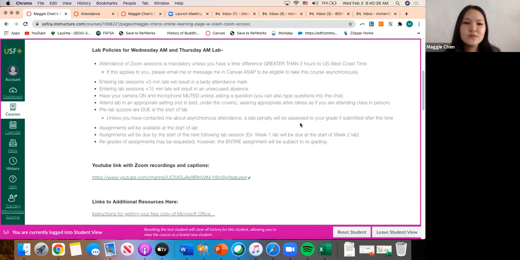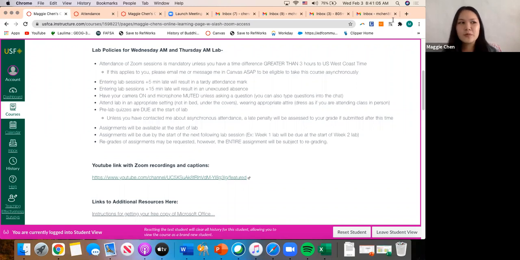So lab policies for Wednesday AM and Thursday AM lab. Attendance on Zoom sessions is mandatory unless you have a time difference greater than 3 hours to US West Coast. If this applies to you, please email or message me in Canvas ASAP. So it looks like everyone made it. But if anything does come up and you find yourself moving for any reason or making any sudden changes, just email me, let me know, and we can work something out.